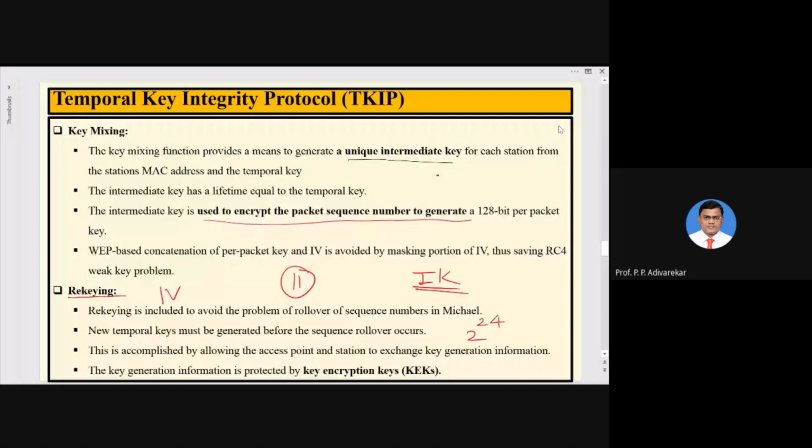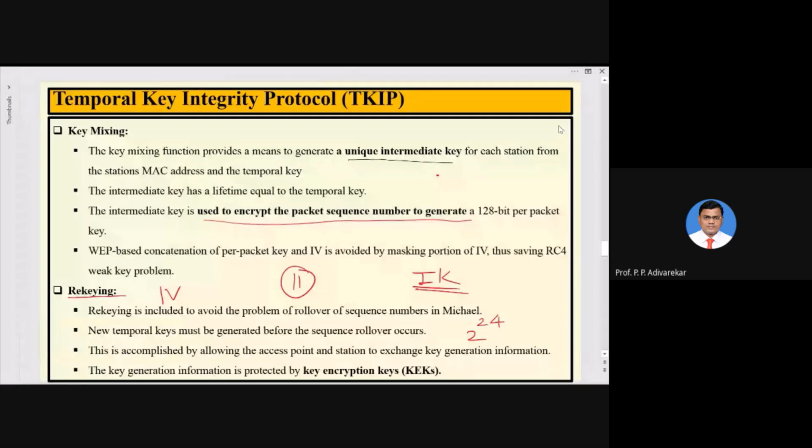In WEP, the access point and station used the same shared key, but how they were sharing it was not defined. So it could easily have been attacked by the attacker. Now these shared keys are encrypted by the encryption keys. So in total, what we have till now are the intermediate keys and the key encryption key.